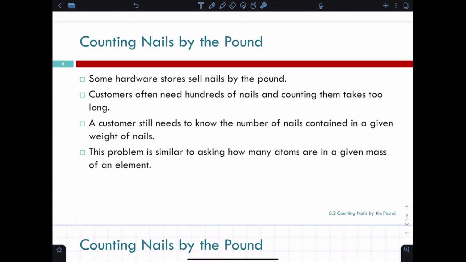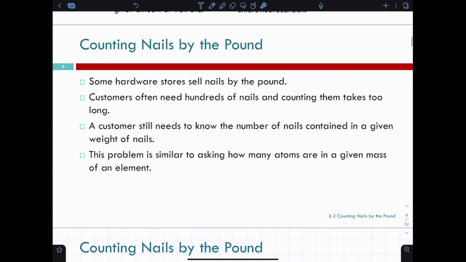So the analogy that we're going to use here is counting nails by the pound. I don't know how many of you have ever had to go and buy nails. I've probably only bought nails a handful of times. But some hardware stores sell nails by the pound. You can probably buy individual nails, but customers often need hundreds of nails, and counting them takes too long. So if you say each nail is a penny, you don't have to have somebody sitting there counting out hundreds of nails to figure out how much it costs.